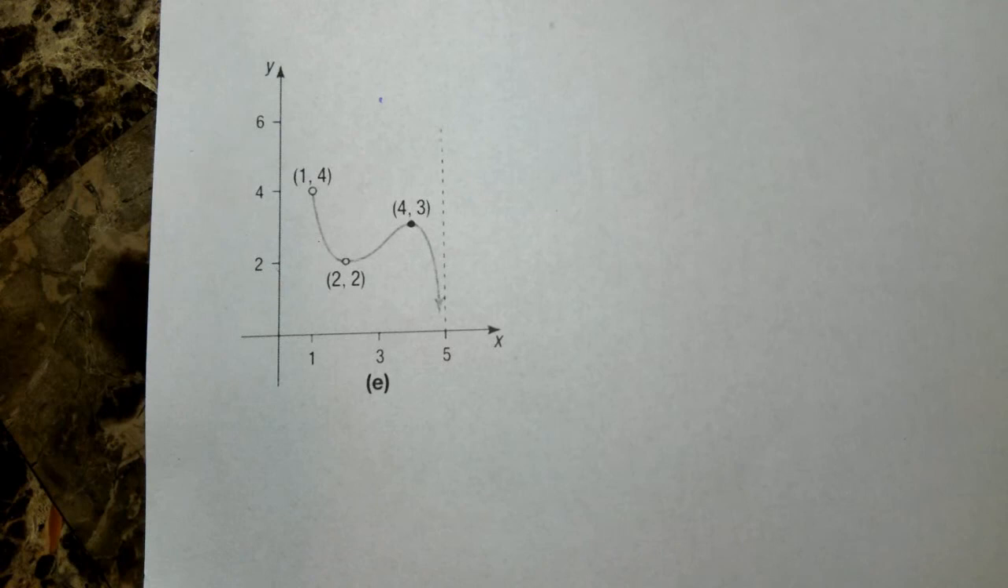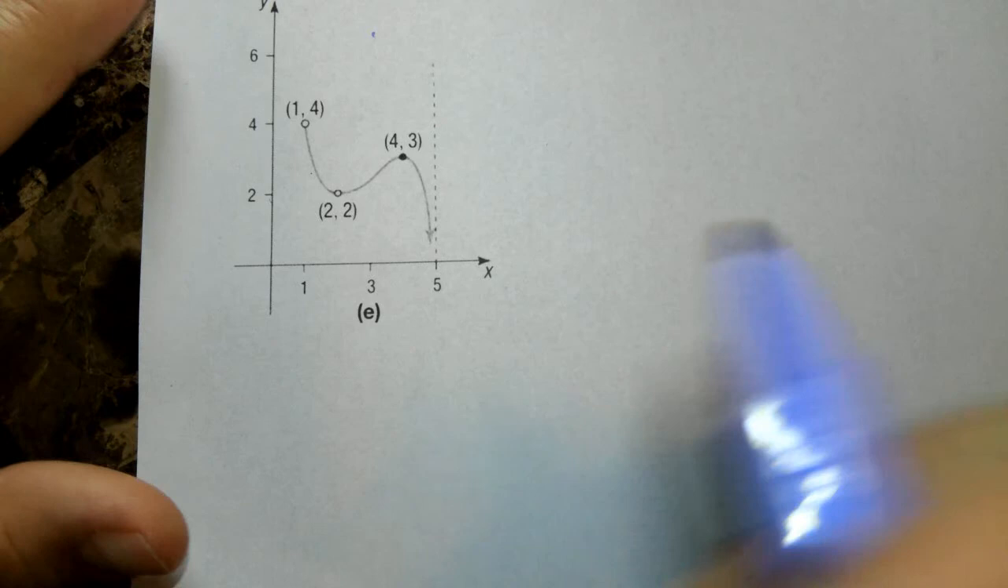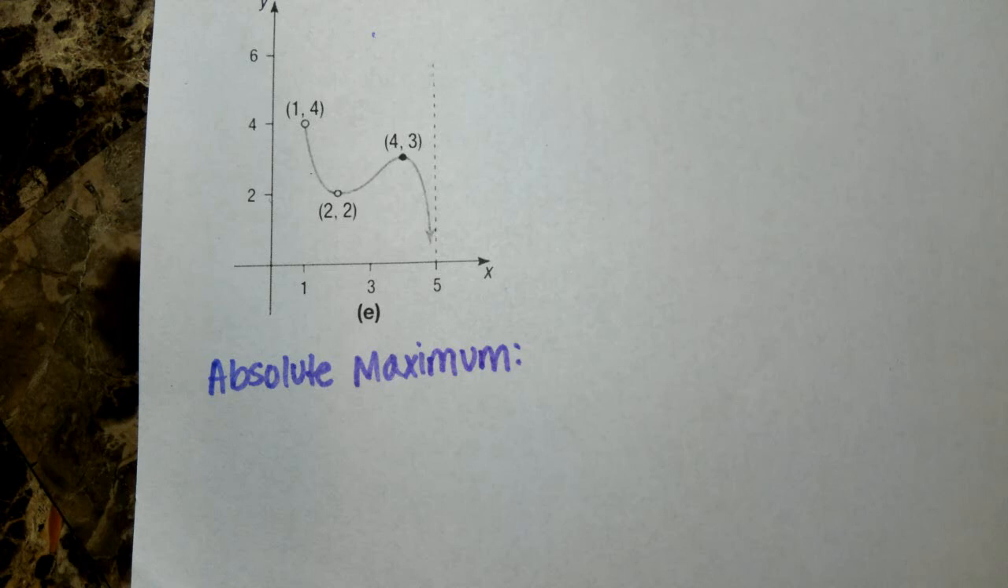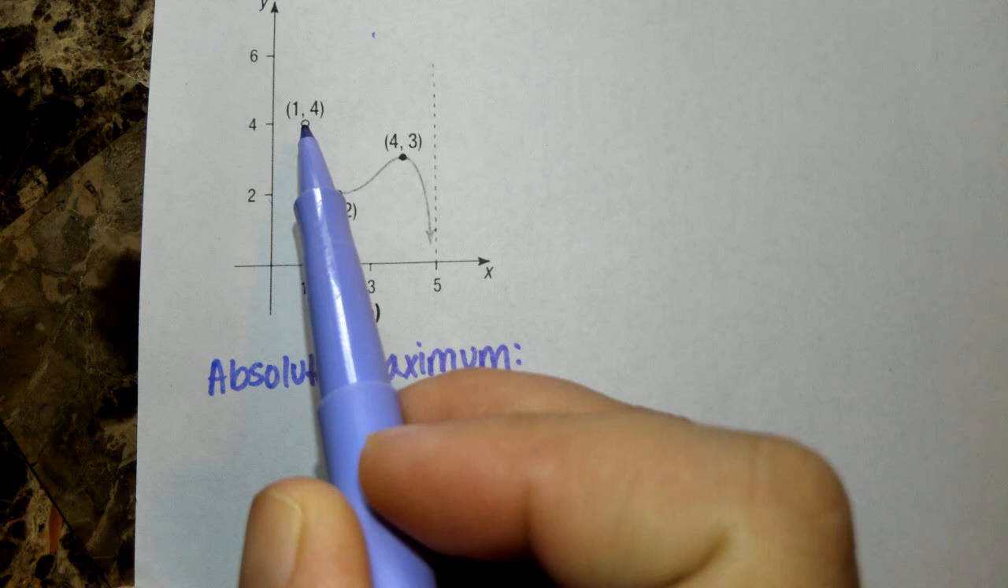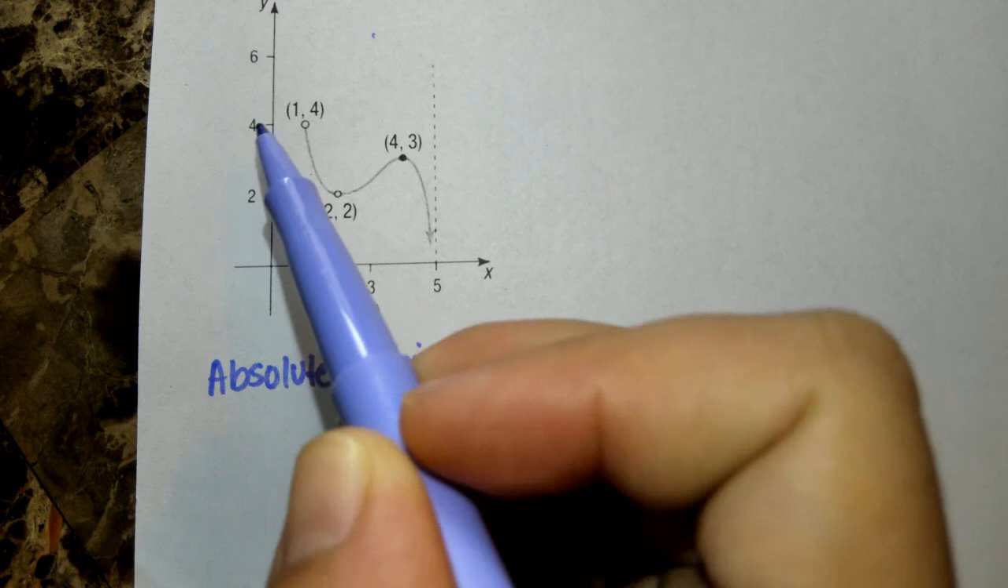All right, so part E is a little tricky because there's actually a couple of things to note. Notice that there's an empty dot at (1, 4), and there's an empty dot at (2, 2). So the first thing I'm going to try to figure out is what is the absolute maximum. Now, looking at this graph, what is the overall highest point that you see? And you might be thinking, oh, it's (1, 4). And you'd be right, that is the highest point I see on this graph overall, but it's an empty, unfilled dot, which means it's not part of the graph, so I can't list it as being a maximum of the graph if it's not actually a part of the graph.